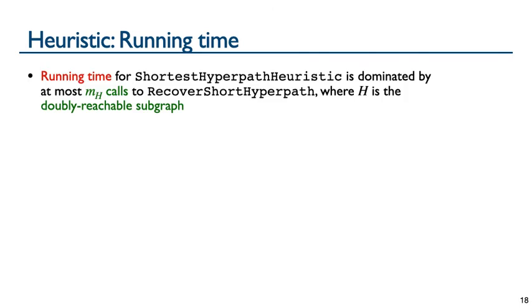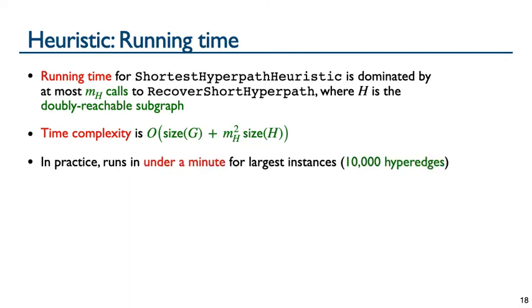As shown in the previous slide, recover short hyperpath is called many times, so it dominates the running time of the overall heuristic, being called at most m sub h times, where m is the number of hyperedges in the doubly reachable subgraph h. Overall, the time complexity of our heuristic is big O, size of G, which is from computing the doubly reachable subgraph, plus m squared h times the size of h, which is from the repeated calls to recover short hyperpath. In practice, our heuristic runs in under a minute for the largest instances of our datasets, which have around 10,000 hyperedges.